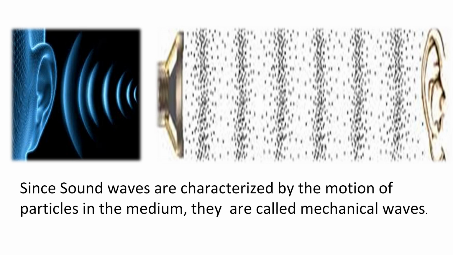So here one important word is there. Since the sound waves are characterized by the motion of particles in the medium, they are called mechanical waves. Already we told that sound waves are longitudinal waves. Now we are telling that they are mechanical waves. Why? Because the waves are characterized by the motion of particles in the medium. They are called mechanical waves. Okay. Now we can see here.